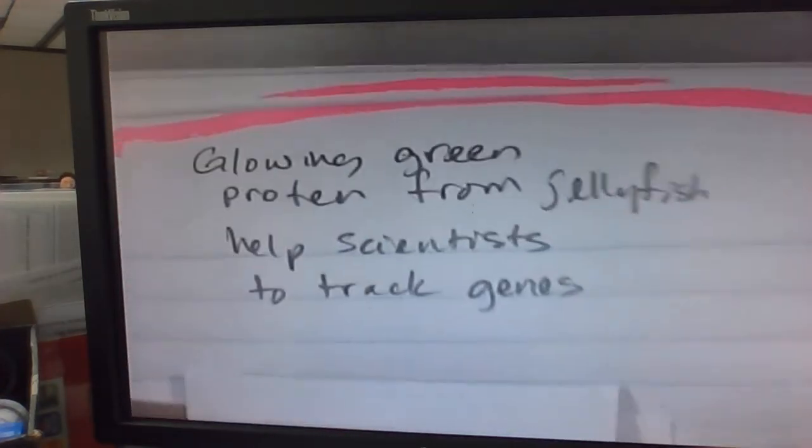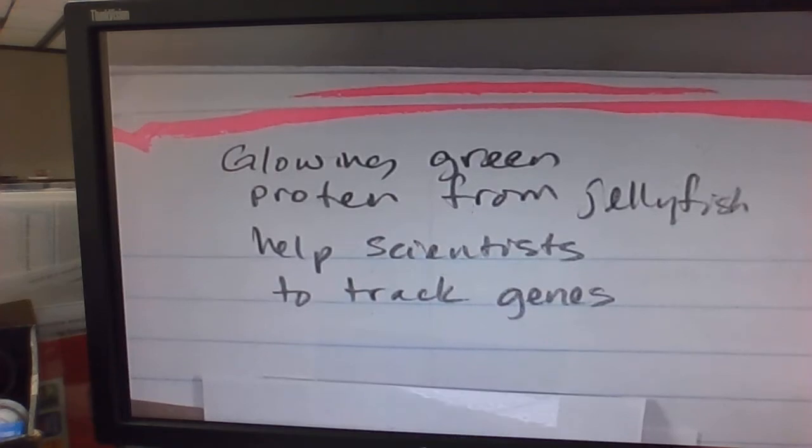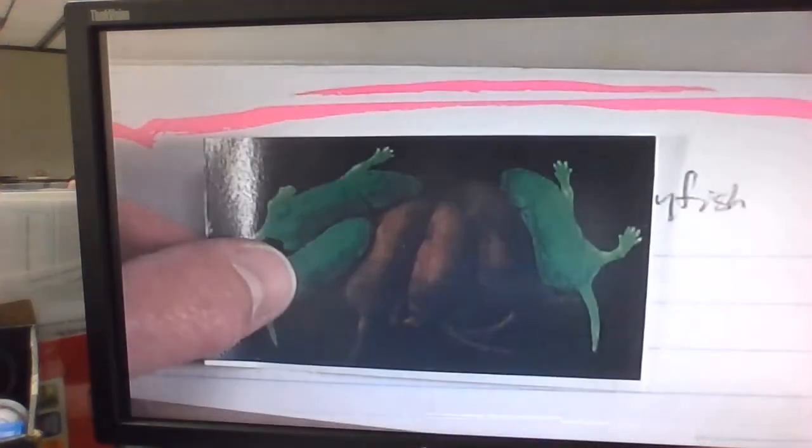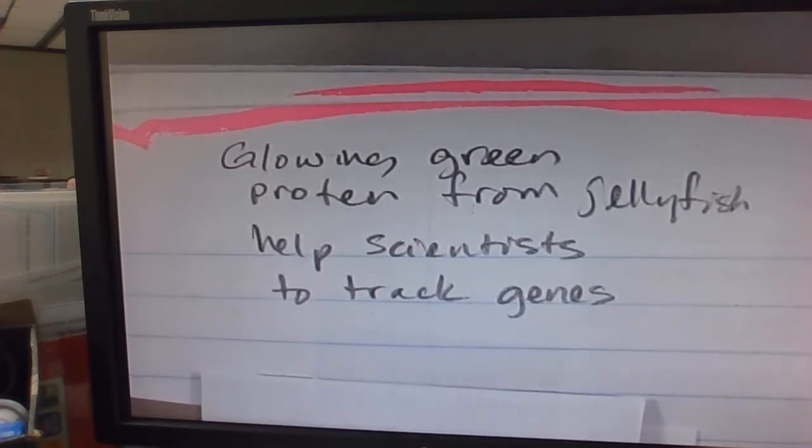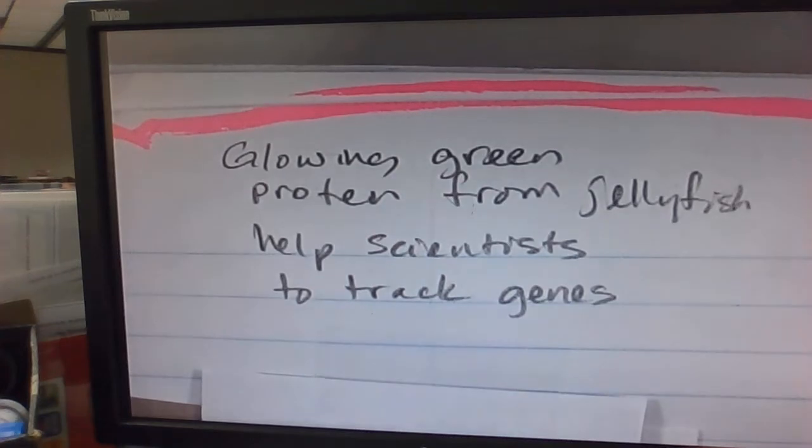But they've taken that protein and they put it in other types of fish. They put it in rabbits. They put it in these little mice/rats. So the glowing green protein from jellyfish, they genetically engineer it. They put that DNA into other critters, and that helps scientists to track genes.